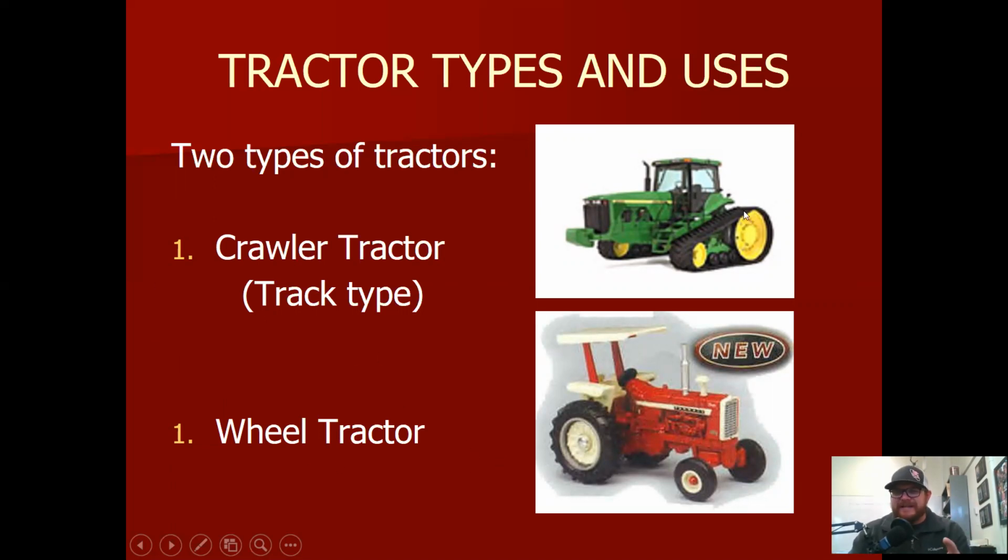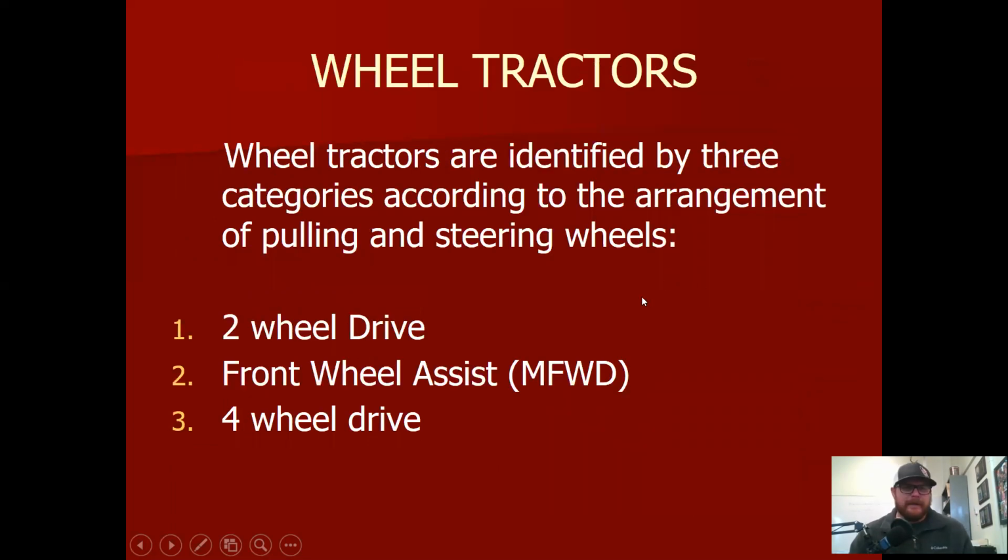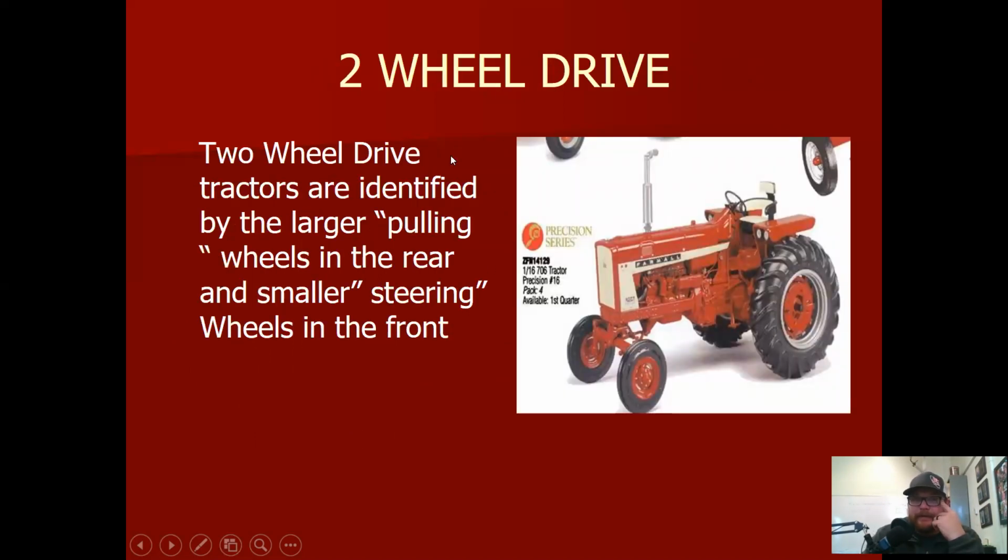In this class, we're really not going to deal with crawler tractors. We're really going to be focusing on wheel tractors because that's more of what we see and more of what we use. I don't even think we have a crawler type tractor here at Fresno State. So when we talk about wheel tractors, we can identify them by 3 different categories. And those categories are two-wheel drive, front wheel assist or MFWD, and then four-wheel drive tractors. We may have talked a little bit about front wheel mechanical assist or mechanical front wheel drive, but we're going to explain it a little bit more in here as well.